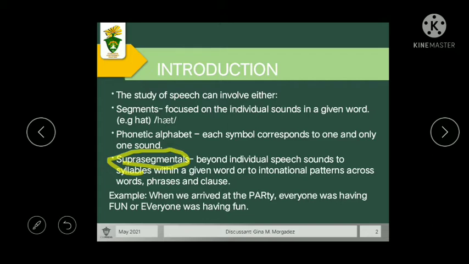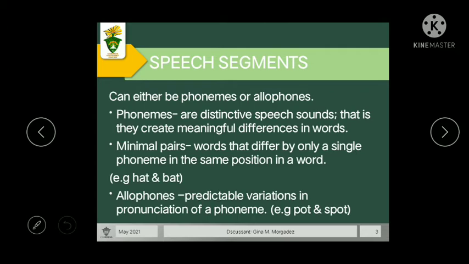Now let's proceed to speech segments. Speech segments can either be phonemes or allophones. What are phonemes and what are allophones? Phonemes are distinctive speech sounds; that is, they create meaningful differences in words. For example, there are words that differ by only a single phoneme in the same position in a word, for instance, the words hat and bat. Hat and bat differ by only one sound.